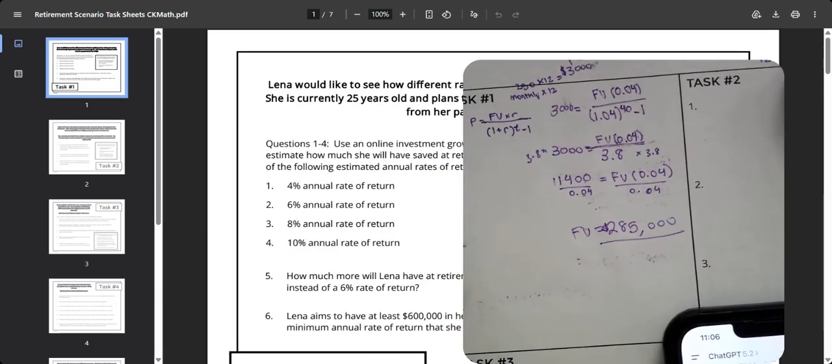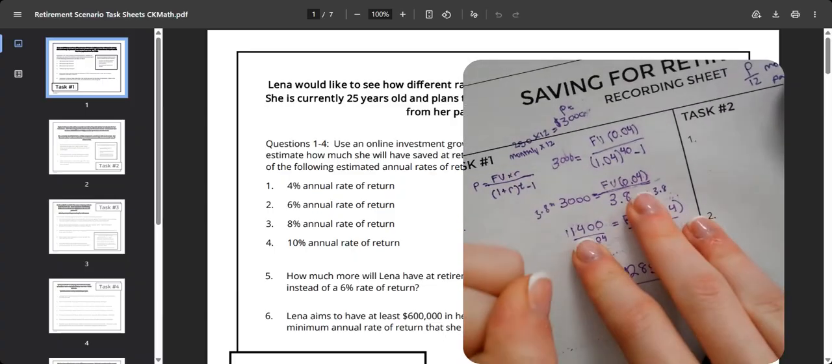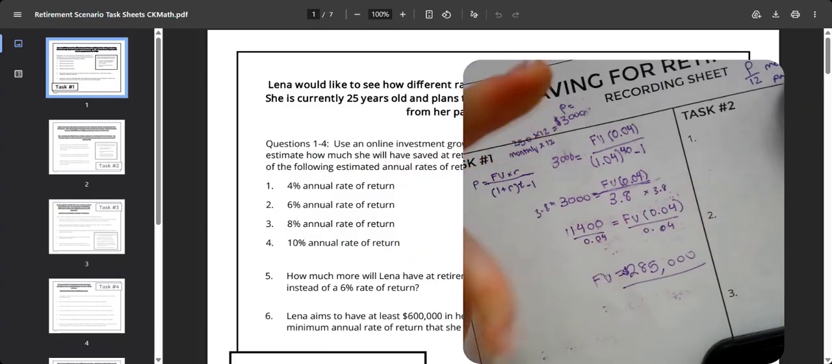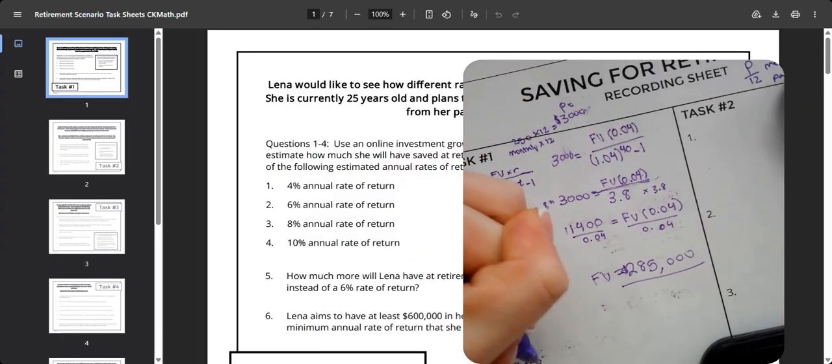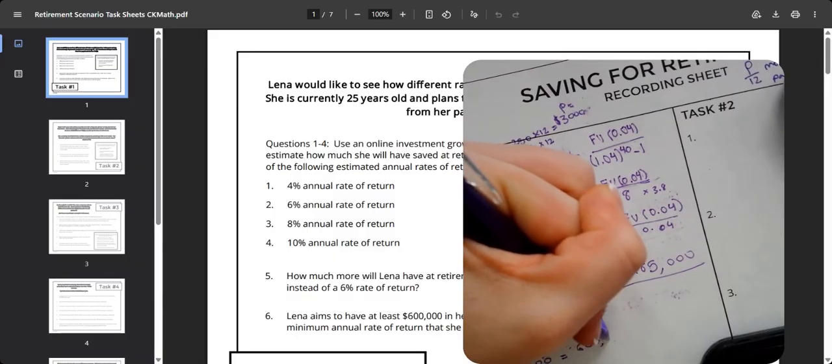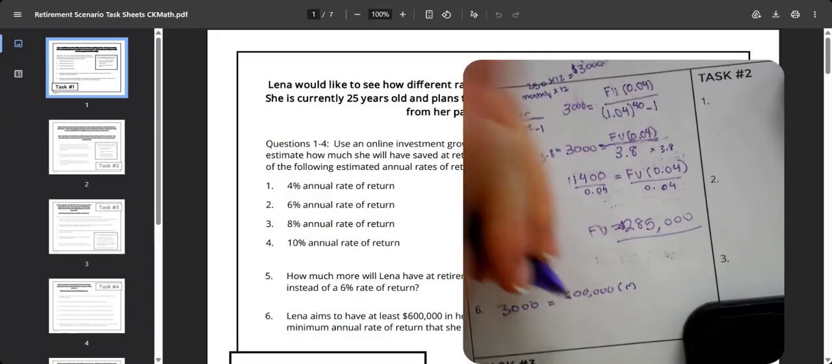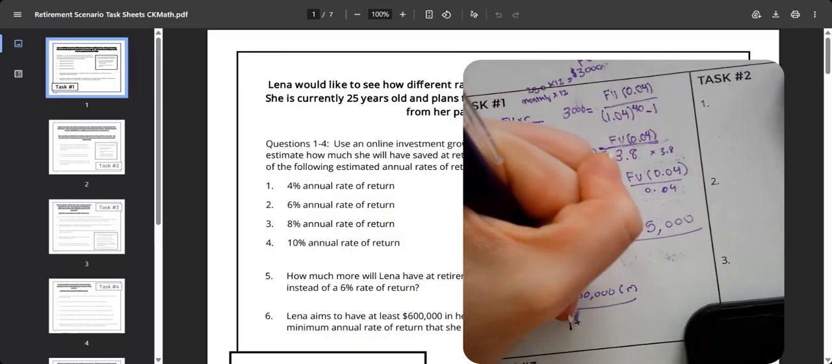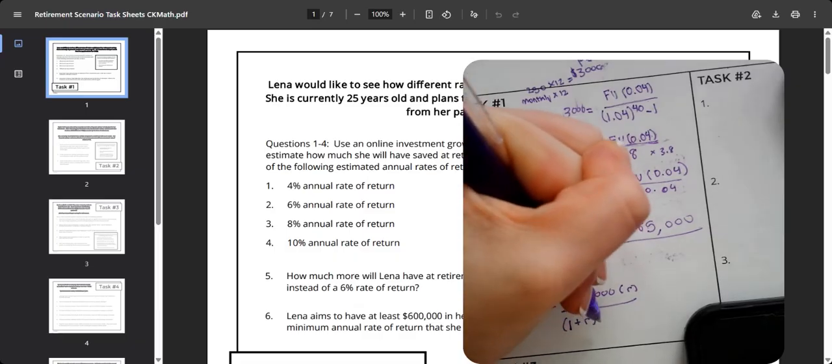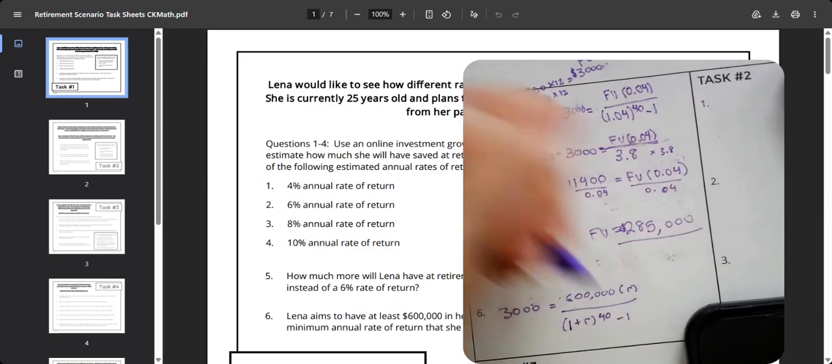And then that leaves us with question 6. Now, question 6 is tricky. Lena aims to have at least 600,000 by the time of retirement. What minimum annual rate of return? So we've got P is the annual payment, which in this case is the same. It's going to be that 3,000 again, because it's the 250 times 12. It's equal to her final value, 600,000, times the annual rate of return, which is R. We don't know what R is. That's what we're solving for. Over 1 plus R, to the power of the amount of years, the same 40 years, minus 1.